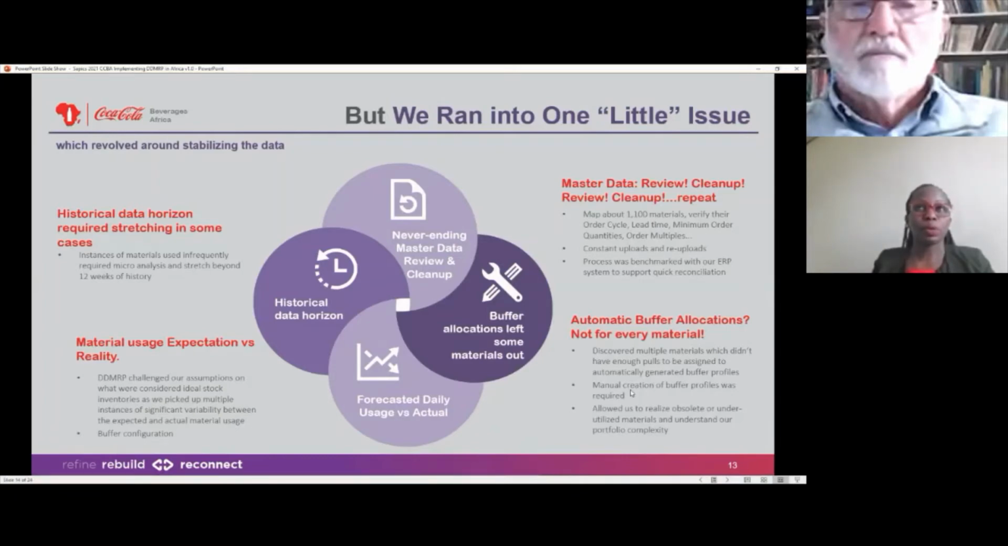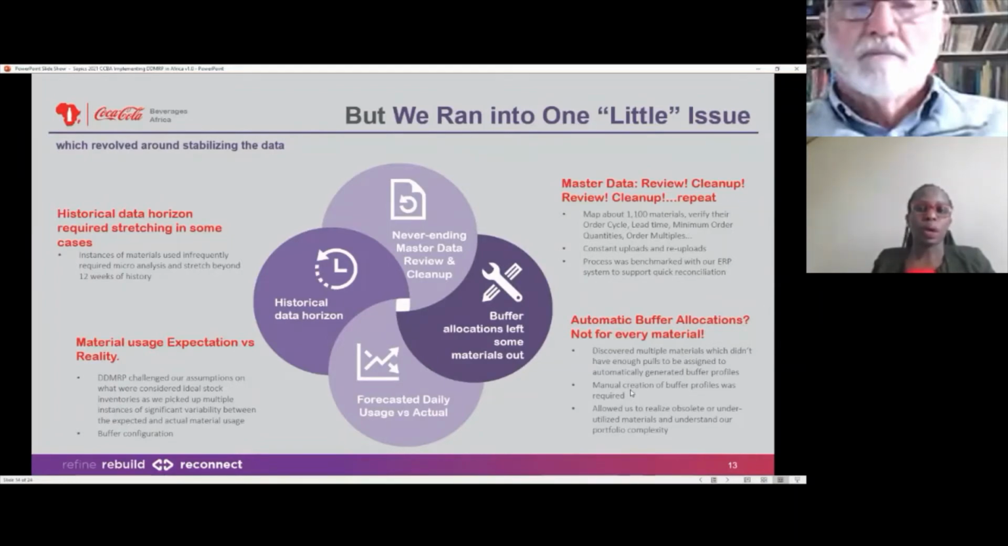Then we had also the data uploads and reloads followed by the cleanup, because as you review the process, you upload data and then you review accuracy of that data in terms of order cycle, in terms of lead time, in terms of minimum order quantities, order multiples as well, in regards to the different raw materials that we're working with, as well as finished products for the 4 plants that we were implementing this tool for.